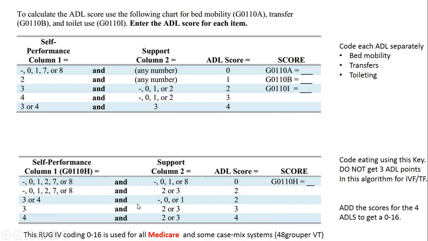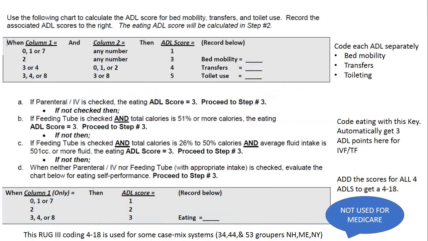And just know that this 3 or 4 and this code would never happen. Can't happen because this has to happen 3 times. And if it happens 3 times, then you had to have had somebody assist them if they were extensive or total. So that doesn't even make sense for them to put those codes in there. So it's not something you would ever get. So just remember that this is Medicare and Vermont case mix using this tool, and the ADL scores are 0 to 16. And under this system, you do not get 3 ADL points because they're on IV meds or get IV or tube feeding. This calculation is used for all the other case mix states.